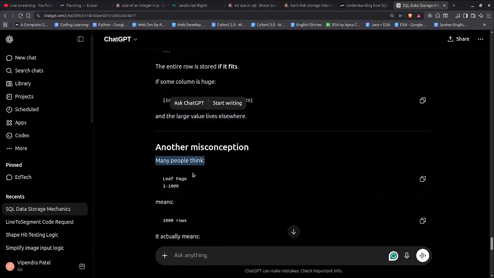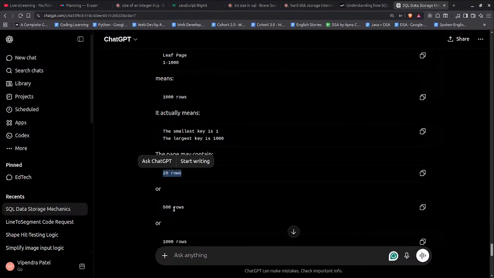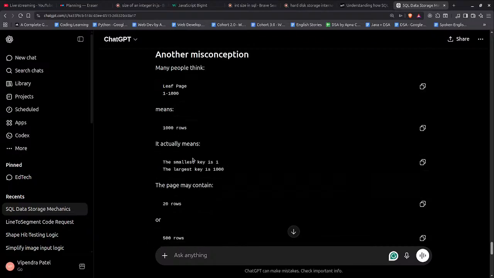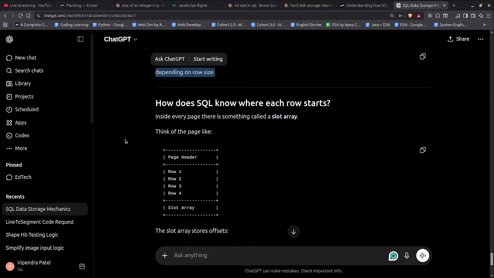Another misconception: many people think a leaf page is going to be 1 to 1000, meaning 1000 rows. It actually means the smallest key is 1 and the largest key is 1000. Leaf 1 to 1000 actually means the smallest is this, the maximum is this. That simply means it may not have 1000 rows. The page may contain 20 rows, 500 rows, 1000 rows, depending on the row size. It simply stores the range. It does not mean that there are that many rows.